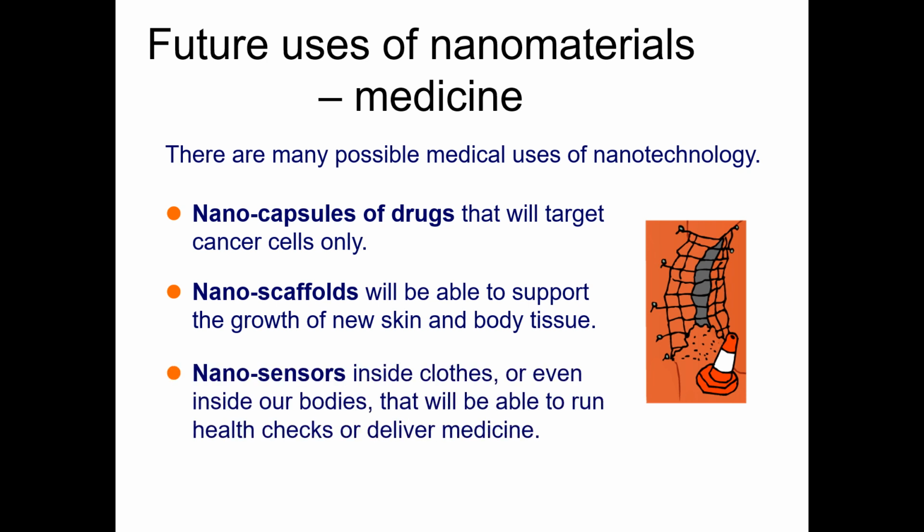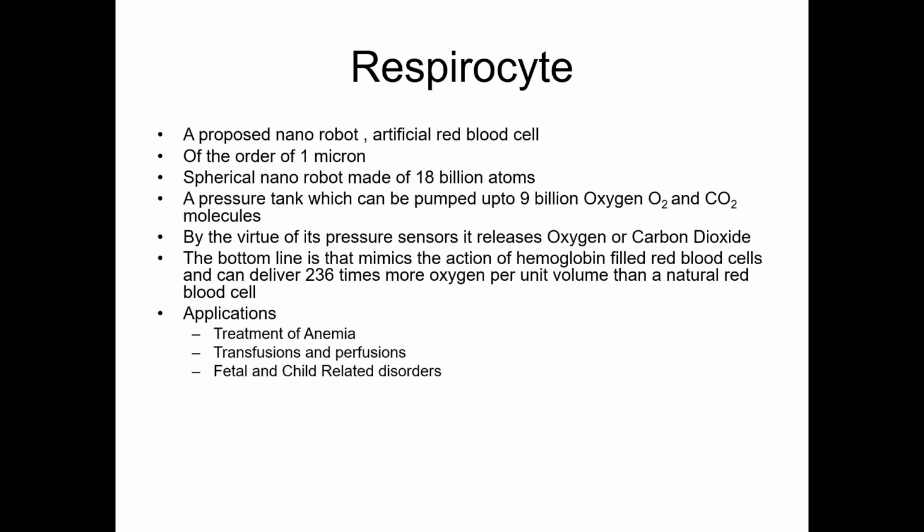Along with that, we can have nanosensors. Nanosensors are sensors that you can put inside your clothes or even inside your bodies. So what will happen with this? If you put nanosensors inside your clothes or inside your bodies, what can you do with that? That particular sensor will be able to run health checks or deliver medicine. It's again one of the remarkable things that nanotechnology can do for you.